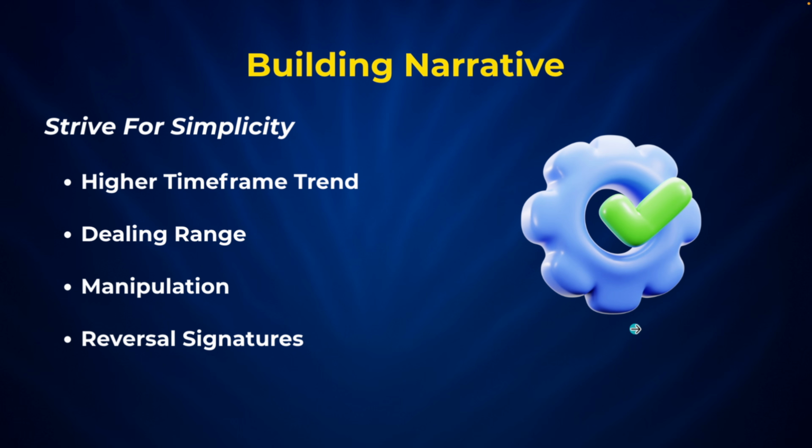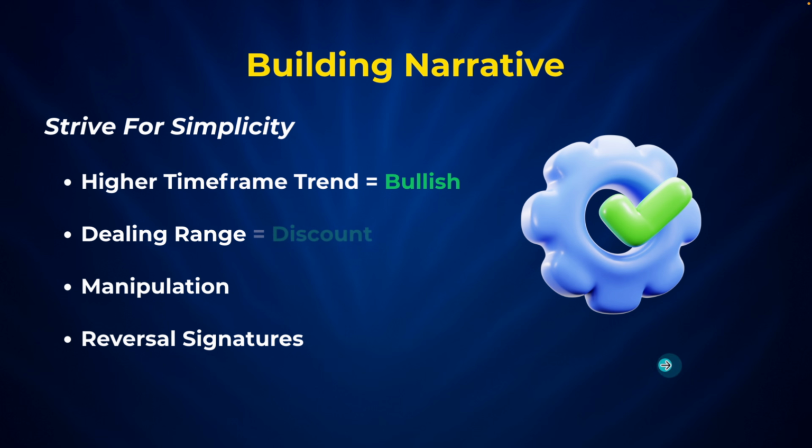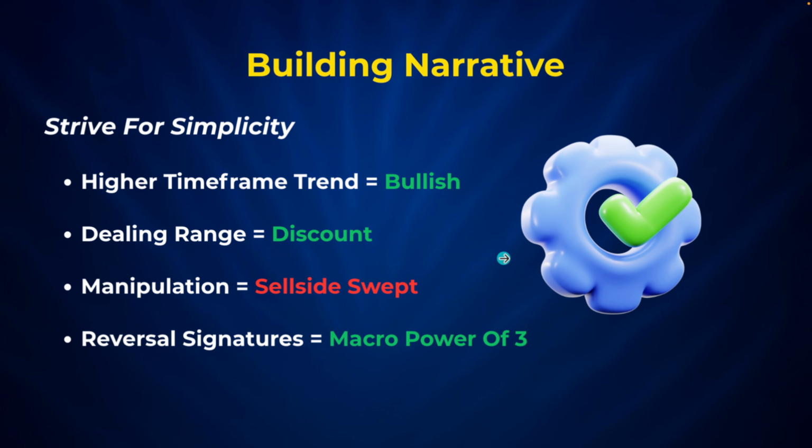So a common checklist for this, especially in these market conditions and for the price delivery that we're going to be breaking down for today's lesson, higher time frame trend is bullish. So when we want to see a good long reversal setup, right, we want to look for price to drop down into a discount of a clear dealing range. Okay, and by extension, for manipulation, we want to see sell side swept, which is of course opposed to that bullish narrative, that bullish higher time frame trend. And lastly, for our reversal signatures, as usual, we want to look for our macro power of 3 entry criteria.